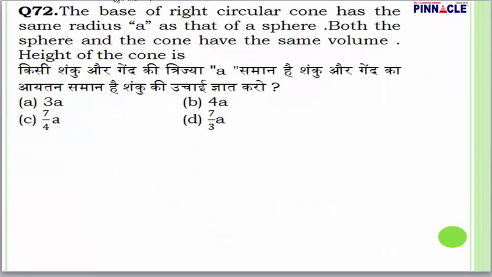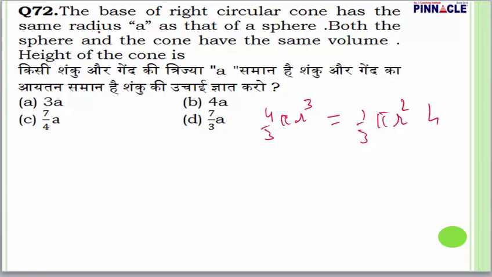Next question, question number 72. The base of a right circular cone has the same radius as that of a sphere. Both the sphere and the cone have the same volume. We have to find the height of the cone. Same volume means 4 by 3 pi r cube is equal to 1 by 3 pi r square h. We have to find the height of the cone.